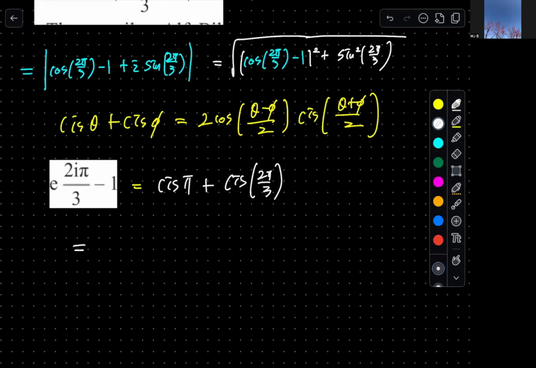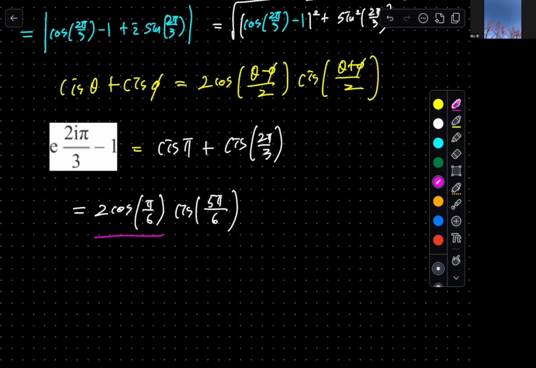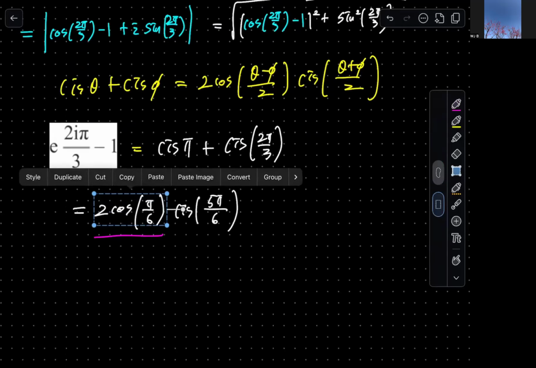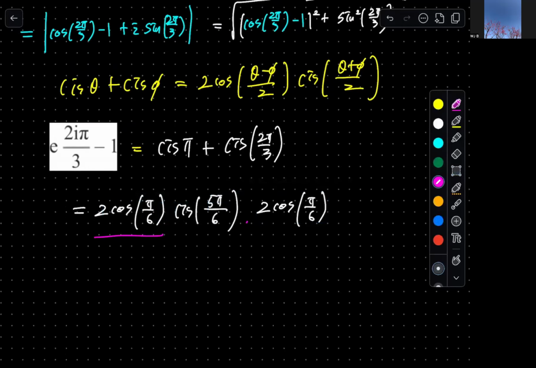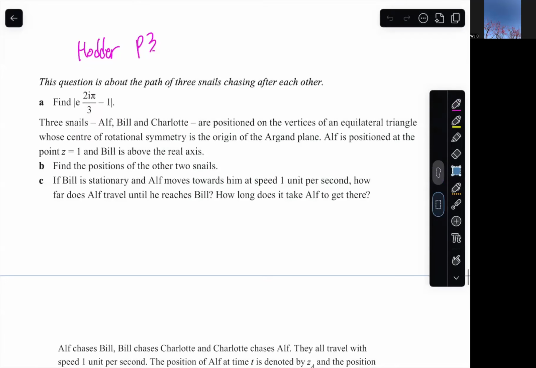And it becomes 2 cosine. You subtract, that's pi over 3 divided by 2, you get pi over 6. And then you have cis, you add, which is 5 pi over 3. You divide it by 2, it becomes 5 pi over 6. So that's it. As you can see, the magnitude can be calculated in a much simpler way. So it's going to be 2 times root 3 over 2. So the magnitude is simply root 3. That's great. So that was the first question of the problem.